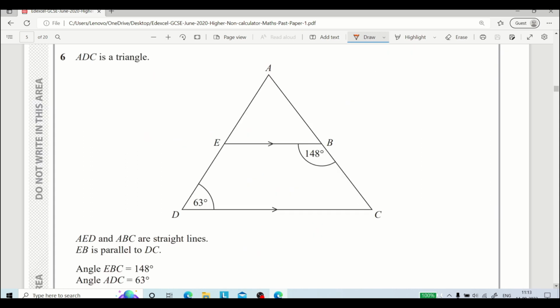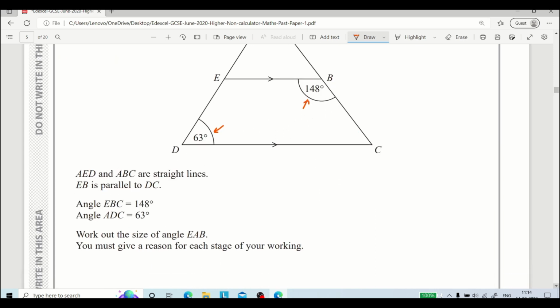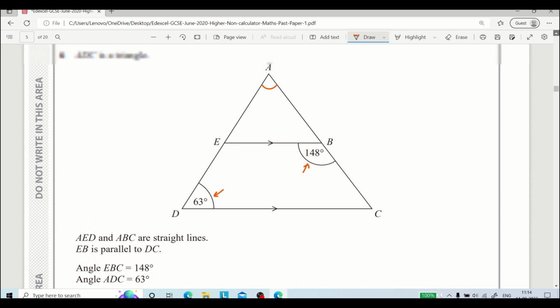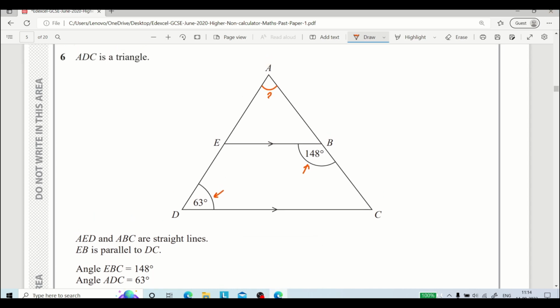ADC is a triangle wherein we are given the triangle and some parameters. AED and ABC are straight lines. EB is parallel to DC. Angle EBC is 148. Angle ADC is 63. Work out the size of angle EAB. EAB means this one, I believe. AB, yes. This one needs to be worked out.